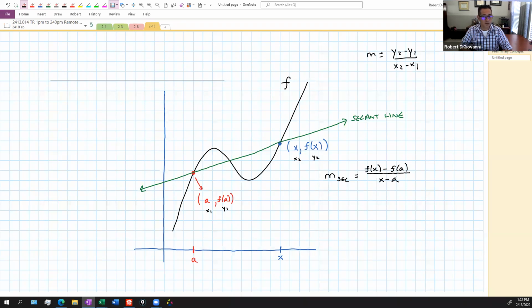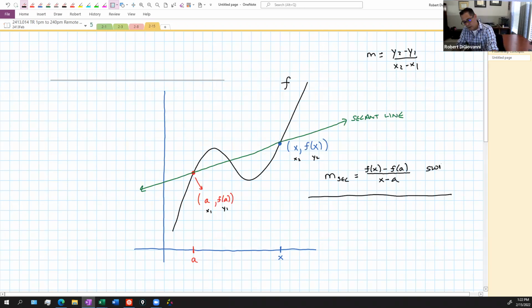Okay, now that's the slope of the secant line. Now what I want is the equation of it. So this is your slope, and now I'm going to go for the equation. The equation of the secant line should be, I'm going to use this, y minus y1 equals m times x minus x1.